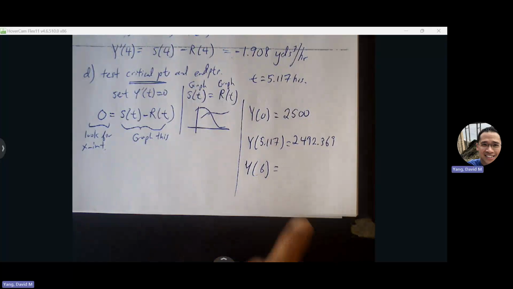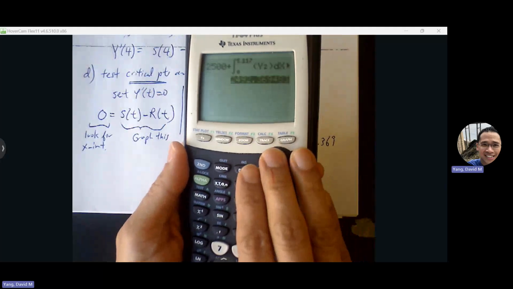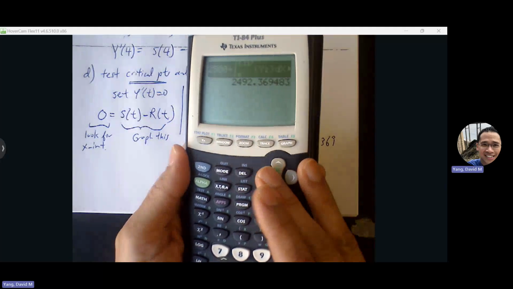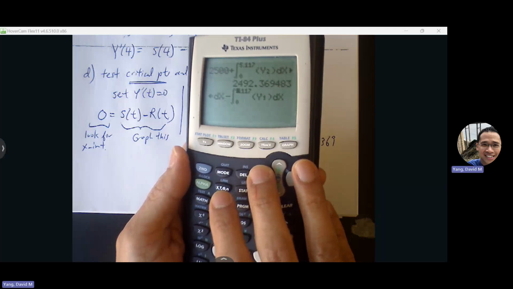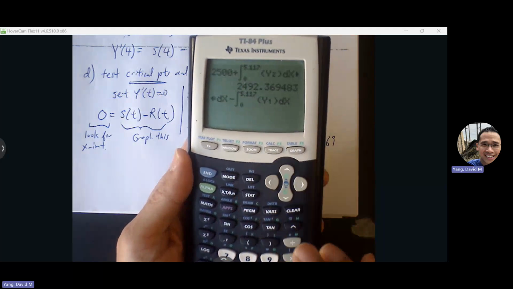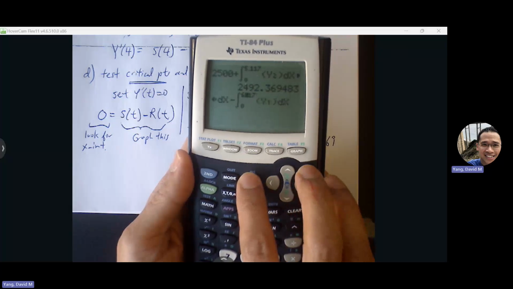The nice thing about doing y of 6 is I can just go back and reuse the exact same entry and just change my upper bound, right? I'm using the same formula. I just want to go from 0 to 6 instead of 0 to 5.117.